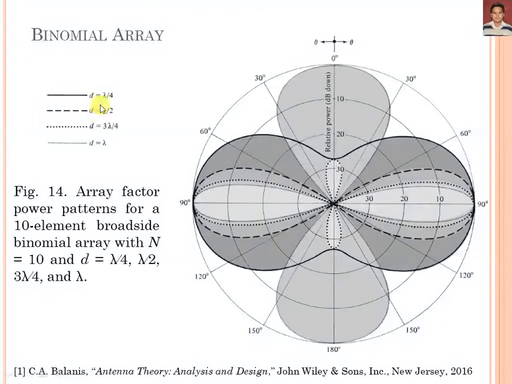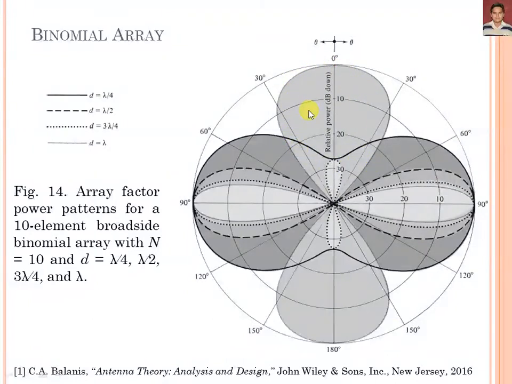When d is equal to lambda by 2, as you can see, the pattern is centrally placed and there are no minor lobes. But when we take d equal to 3 lambda by 4, you can see there are two minor lobes. And for d equal to lambda, this is the principal maxima and it behaves like an end fire radiation.